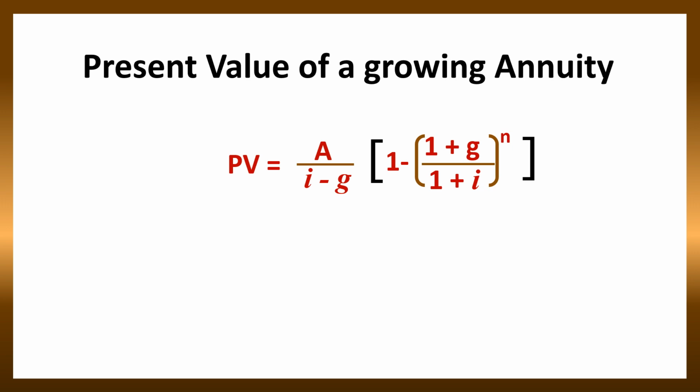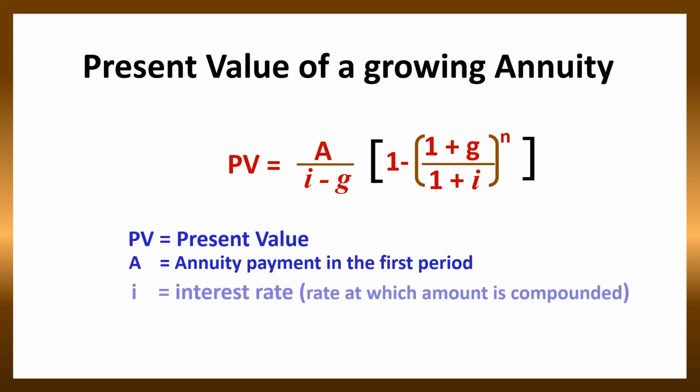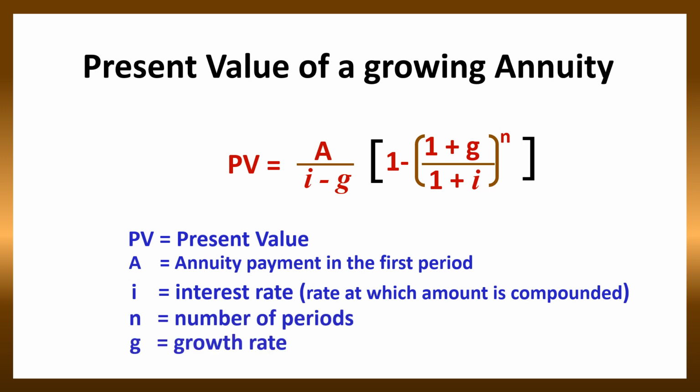PV represents present value, A represents the annuity payment in the first period, I is the interest rate, N is the number of periods, and the new element G represents the growth rate.